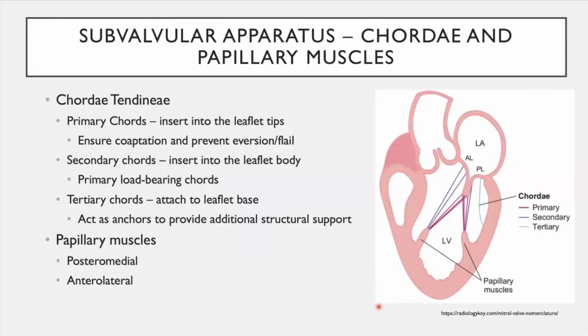Now looking at the subvalvular apparatus, talking about the chordae and the papillary muscles. As I mentioned, regarding the chordae tendineae, we have the primary chords, and their role is they insert right into the leaflet tips. So they help to ensure coaptation and prevent eversion and prevent flail, but they aren't the main load-bearing chordae tendineae. Where we come to the secondary chords, they insert into the leaflet body. These are the primary load-bearing and mechanical dispersion chords.